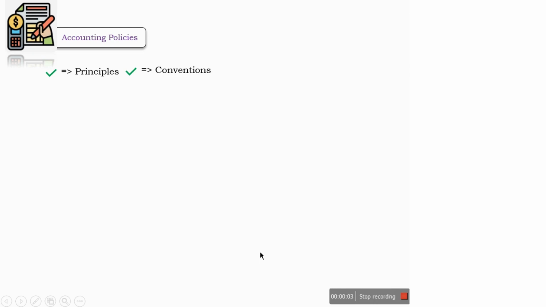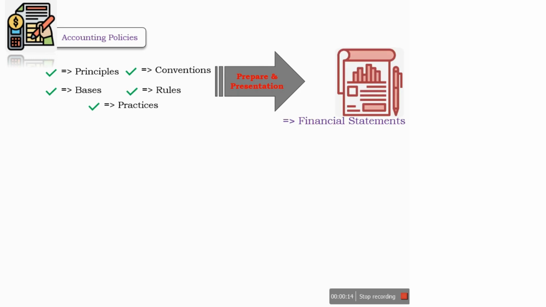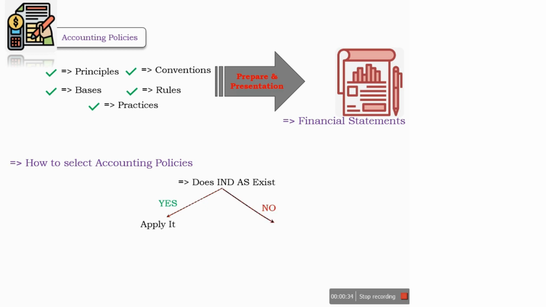Accounting policies are principles, conventions, bases, rules and practices that are applied in the preparation and presentation of financial statements. So the next question is how to select accounting policies. In this aspect, Ind AS 8 says that if an Ind AS exists, then we just need to apply it. However, if an Ind AS does not exist, in that case, management needs to use judgment in developing and applying an accounting policy.